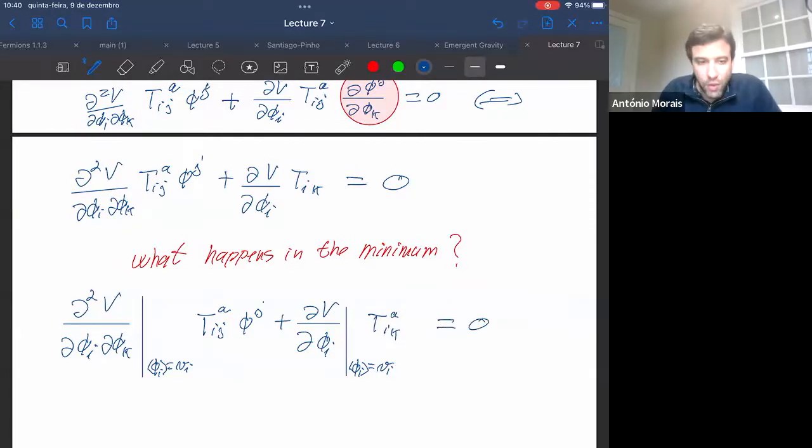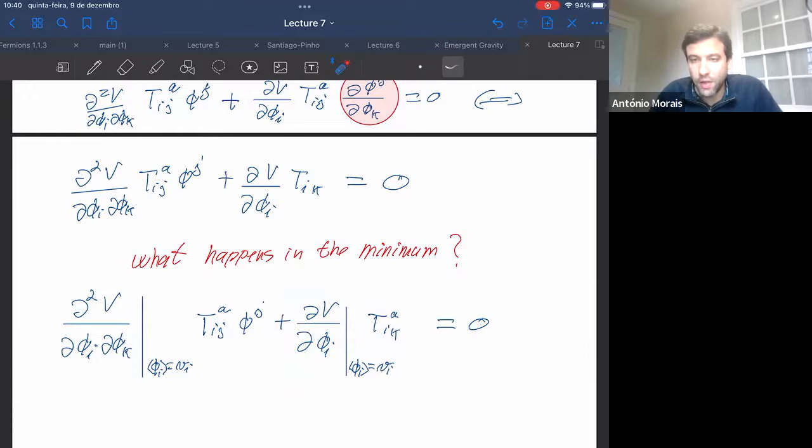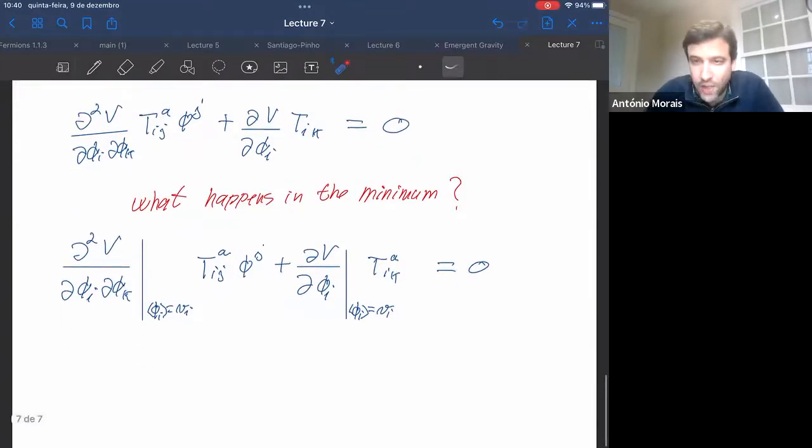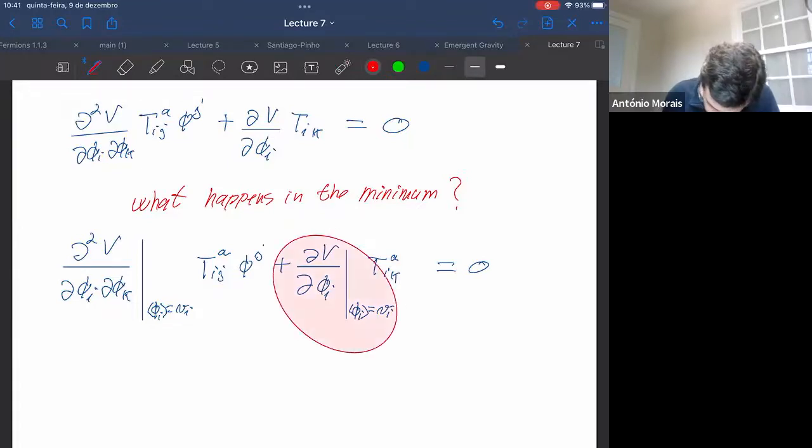Yeah, but what's happening here, guys? Can you tell me what is this? Anybody? So nobody wants to answer. Don't you remember what is this? When we are in the minimum, so we are in an extremum, what happens to the first derivatives? 0. Yes, finally. As simple as that. So this is going to be 0.